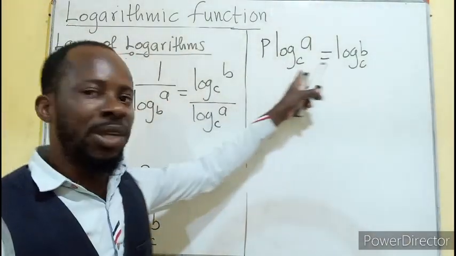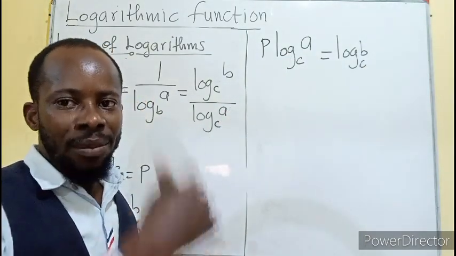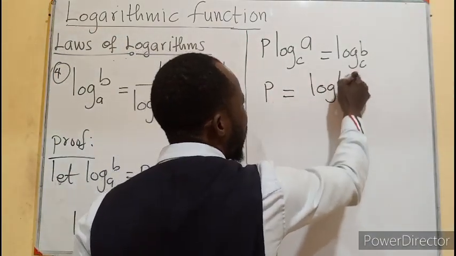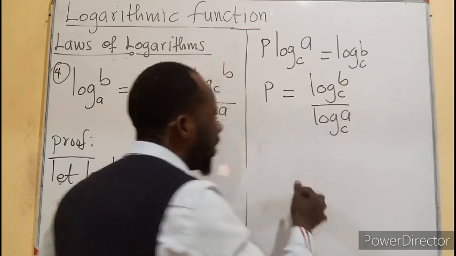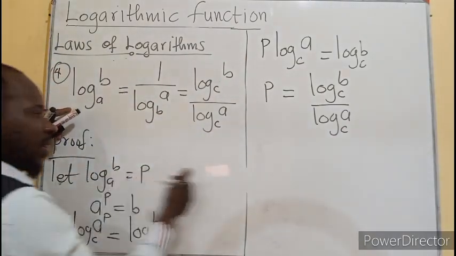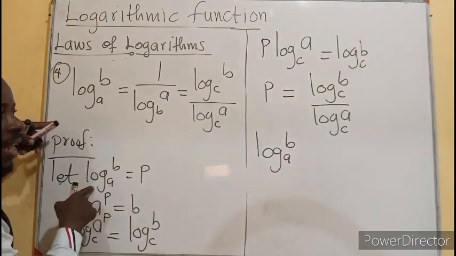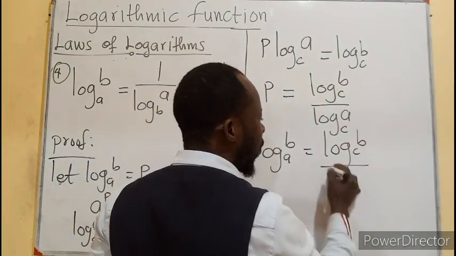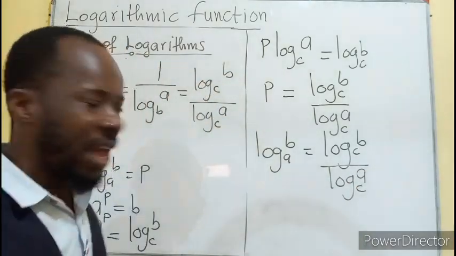But p is a foreign material we introduced. So let's keep the p and divide through by log a base c. Meaning p will now equal the log of b base c over the log of a base c. You can see that we proved it. Don't forget, p is what we let to be this. So your p is log b base a from here, which equals the log b base c over the log a base c. So we have proved it.